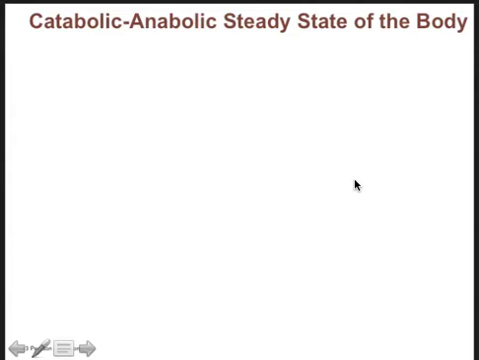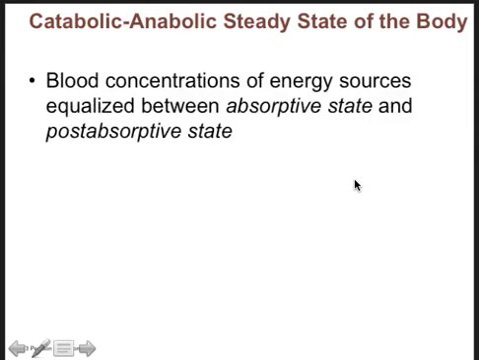Okay, we want to talk a little bit about catabolism and anabolism. Remember that catabolism is the extraction of energy from the chemical bonds that are inside the food that you eat, and anabolism utilizes that energy in order to construct macromolecules in order to carry out life functions. The blood concentrations of energy sources are equalized between the absorptive state and the post-absorptive state. In the absorptive state, what we're talking about is the food as monomers. It's being absorbed across the lining of the small intestine into the bloodstream.